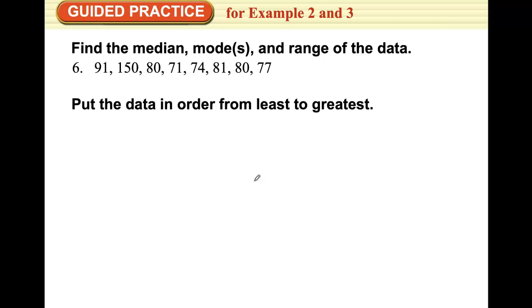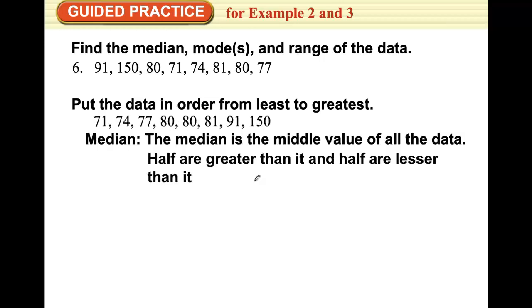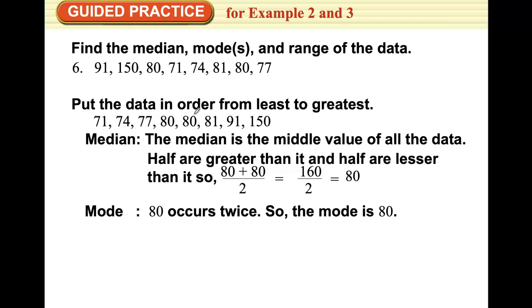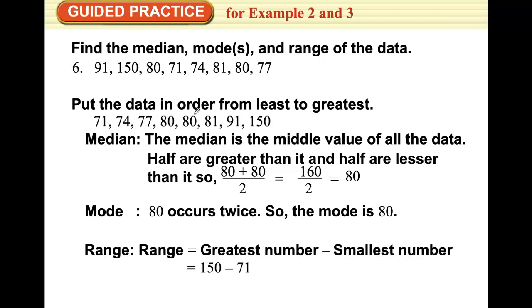Again, the first step is to always put them in order. Again, I'm going to cross them out so I can find the middle number. Ooh, and look, it's 80. I could do 80 plus 80 divided by 2, but that would give me 80. You wouldn't have to go through all that work if they're the same, but our median is 80. Our mode: 80 occurs twice, so the mode is 80. And the range would be 150 subtract 71, and I get 79.